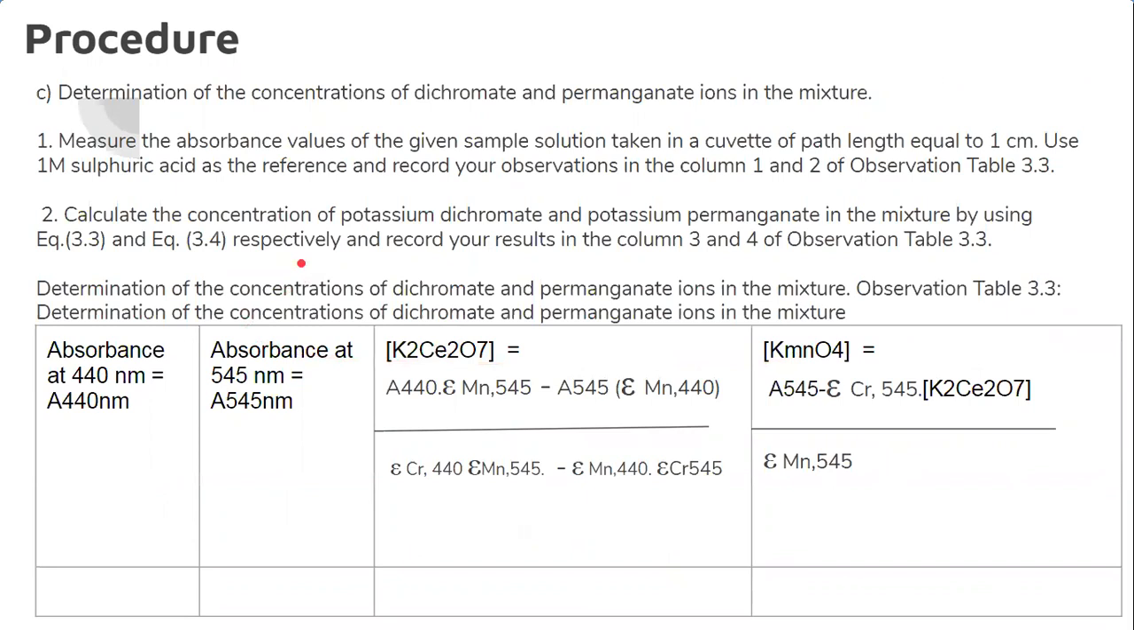So the third step is the determination of the concentration of dichromate and permanganate ions in the mixture. First, we measure the absorbance values of the sample taken in the cuvette of 1 cm path length, using 1 M sulfuric acid. Here, samples means unknown.